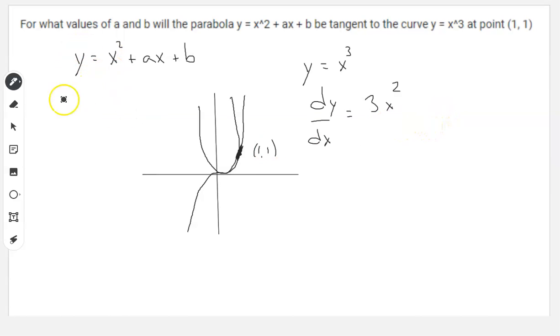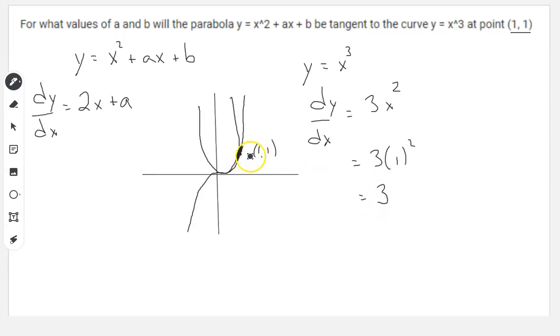Okay, and let's find the derivative of this one too. So for this one, dy by dx equals 2x plus a. Now we know this occurs at the point (1, 1), so when the x-coordinate has a value of 1. So let's figure out what the slope of the cubic would be at that point. If I set x equal to 1, we have 3 times 1 squared, which is just 3. So the slope of the cubic is 3.